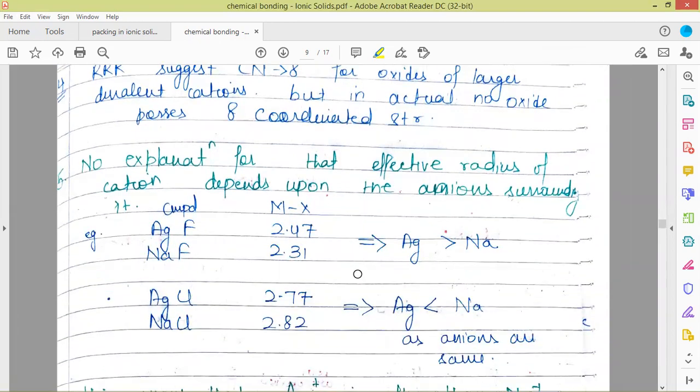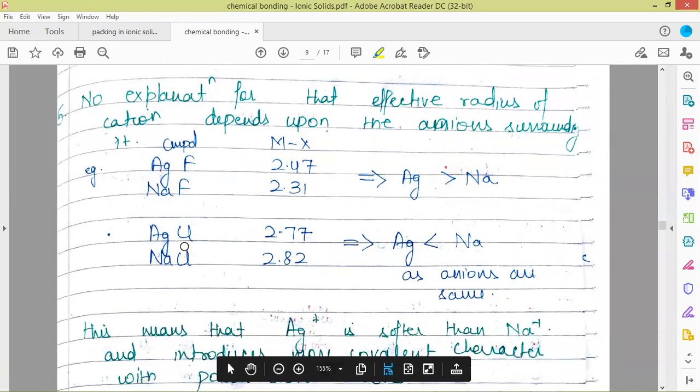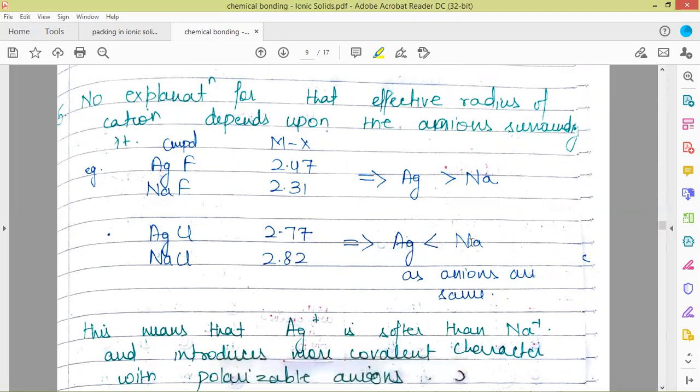Now this point is very important. Here, if you see silver fluoride and sodium chloride, this is the MX bond length, which is the sum of R positive and R negative. From here, if you see, the anion, fluoride, is the same. So the bond length is dependent upon the radius of the cation. So from here, you will say that silver is bigger in size than sodium. But looking at the other combination, silver chloride and sodium chloride, here it seems that silver is smaller in comparison to sodium.